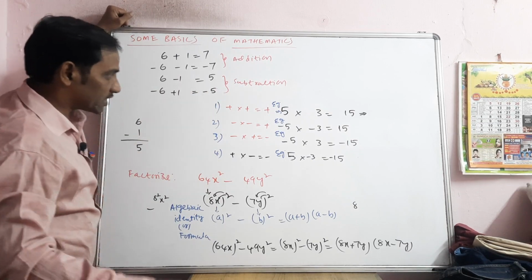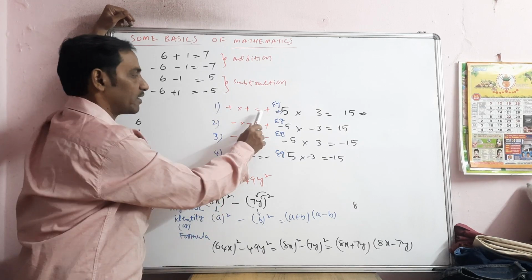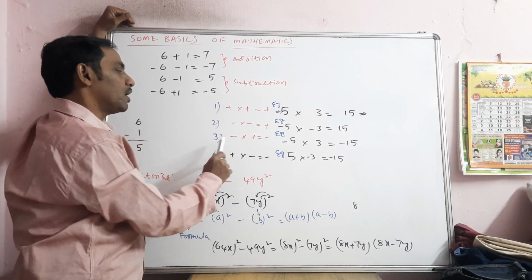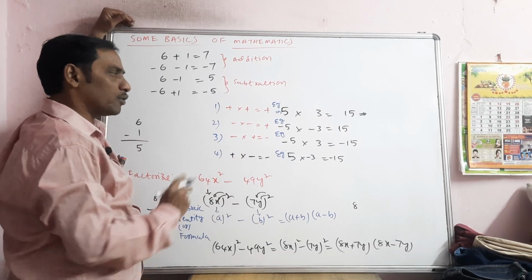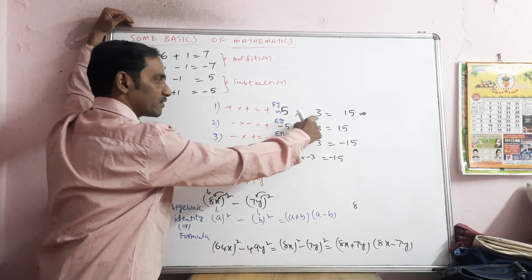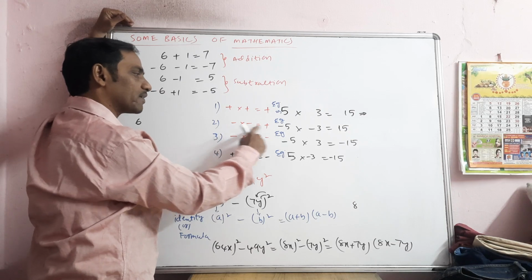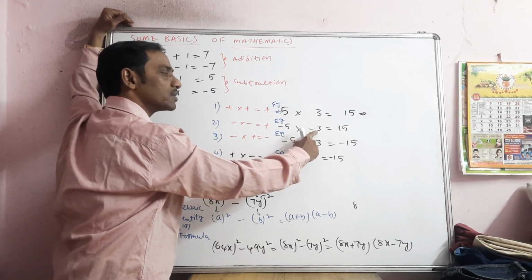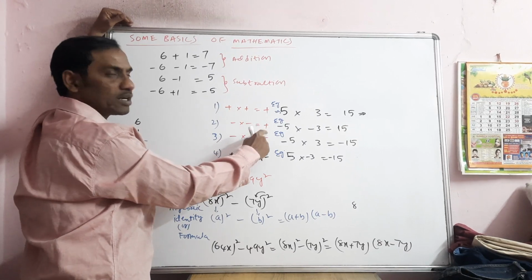Now coming to the next, already I wrote these. This first one, see, generally we say plus into plus is plus, minus into minus is plus, minus into plus is minus, plus into minus is minus. To make you understand that, I took some examples. I took plus 5 and plus 3, so we got plus 15. And I took minus 5 and minus 3, we got again plus 15. So whenever you have two same signs, you will get a plus sign.